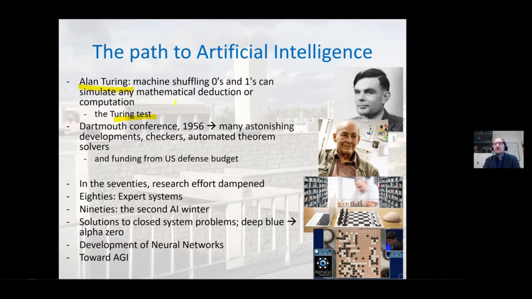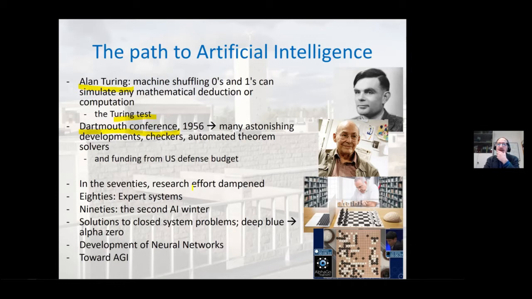There was a landmark conference in 1966 where the term artificial intelligence was coined, and there were many developments then and a lot of enthusiasm at the beginning and a lot of funding from the defense budget that kept this going. But then the research efforts were dampened.